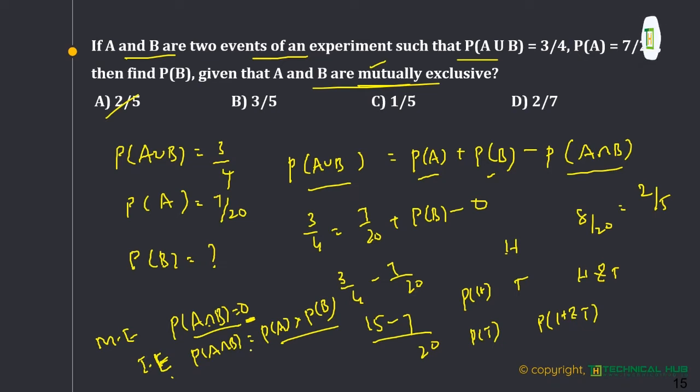Mutually exclusive is nothing but that the probability of two events happening at a time is not possible. When I toss a coin, the probability of head and tail together is not possible. Either probability of head is possible or probability of tail is possible. Okay.